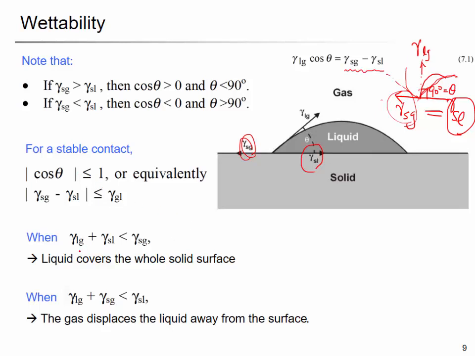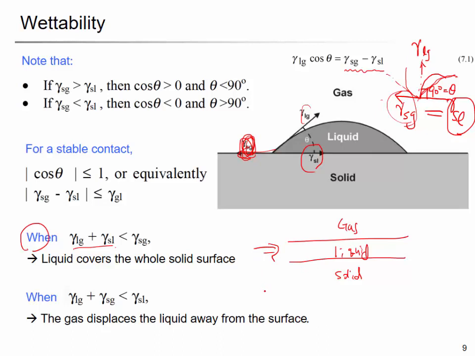But if not, if the solid gas interfacial tension is larger than the summation of these two forces here, so that means in this case, this force is too large, so they are stretching with the bigger force, then the liquid will cover the whole solid surface. So then you have a total wetting. Liquid, solid, and gas. This is the case.